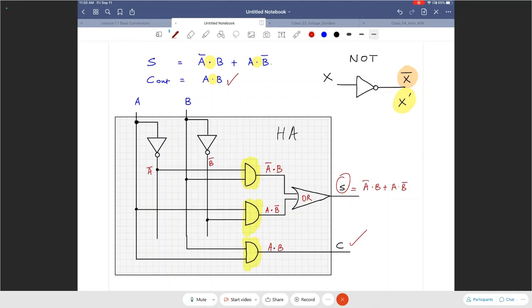So that's how you would go from a truth table to a logic expression to a logic diagram using the basic gate symbols. All right, so I hope you found this discussion helpful. Let me stop recording here.